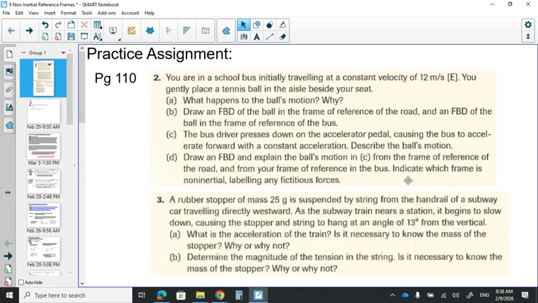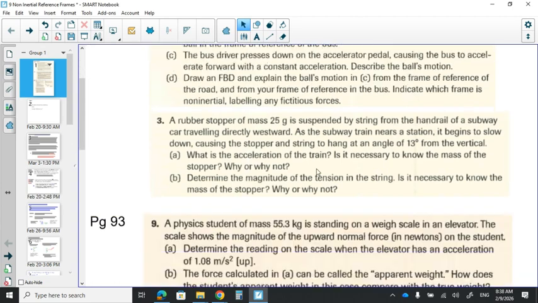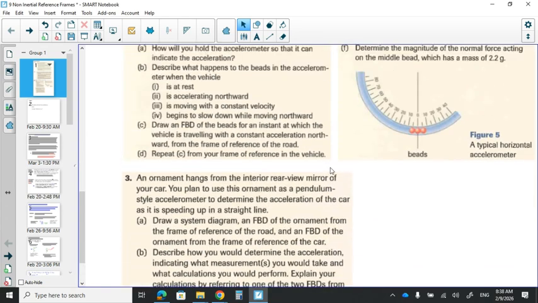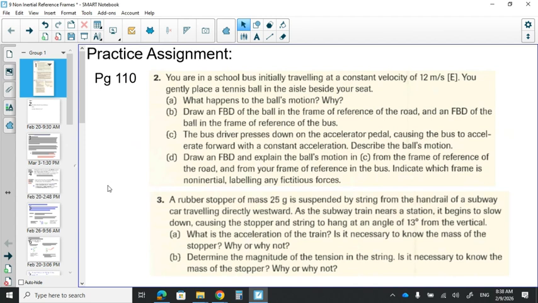So for the practice questions, you have the school bus stopping, or driving along with constant velocity. The optional ones here, you don't need to submit, as it clearly says. So just the three questions you're submitting.